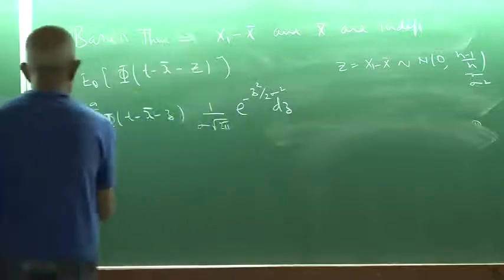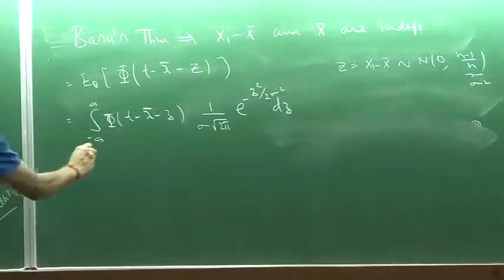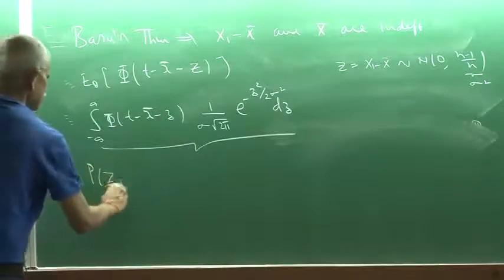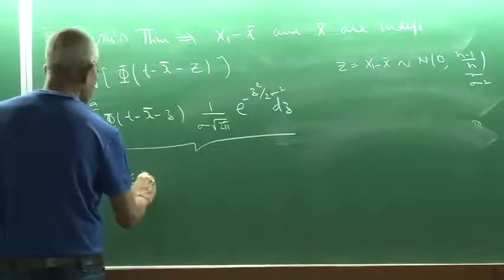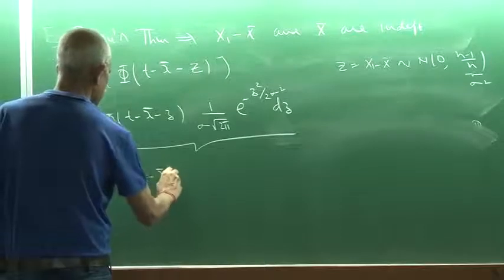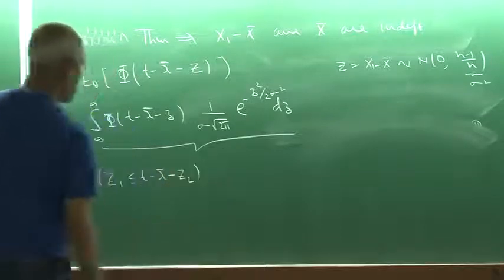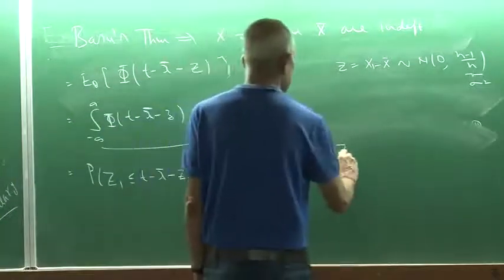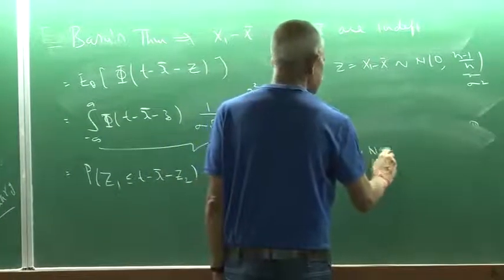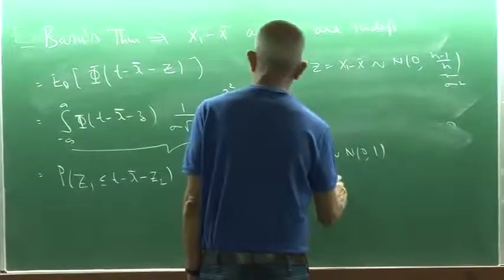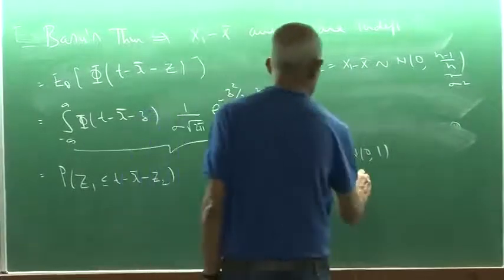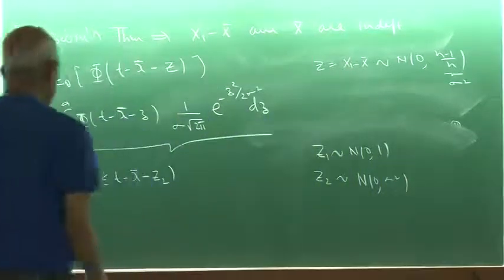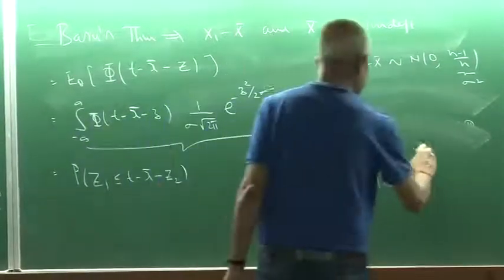Now note that this whole integral can be written as the probability that Z1 is less than or equal to t minus x bar minus Z2, where Z1 is normal(0, 1), and Z2 is nothing but normal(0, sigma square), right? Why? And Z1 and Z2 are independent.